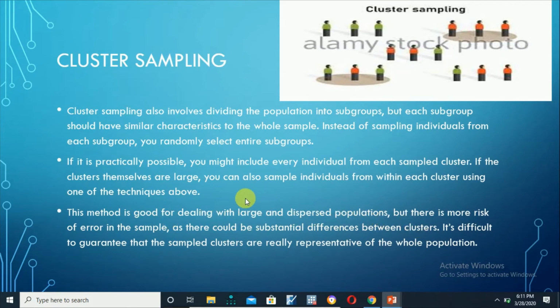But there are more risks of error in the sample, as there could be substantial differences between the clusters. It is difficult to guarantee that the sample clusters are really representative of the whole population.